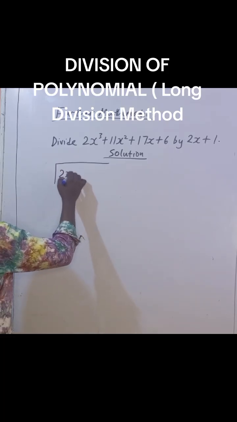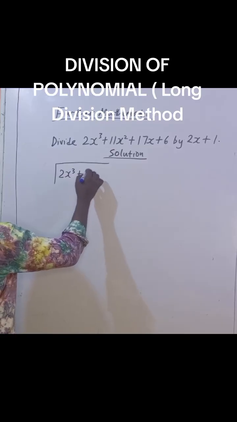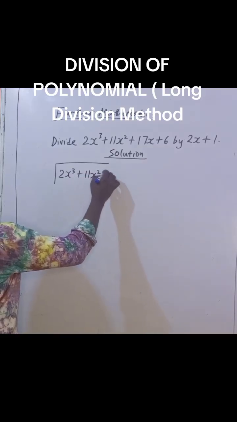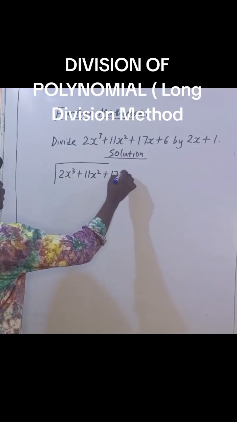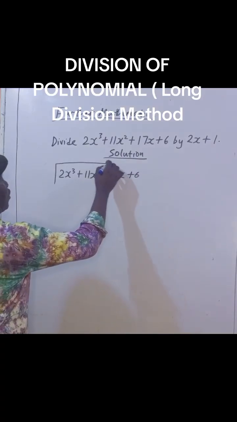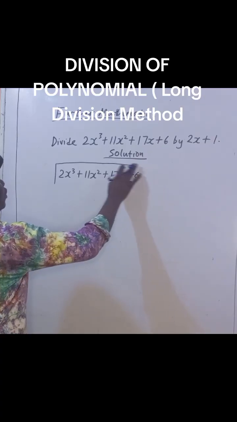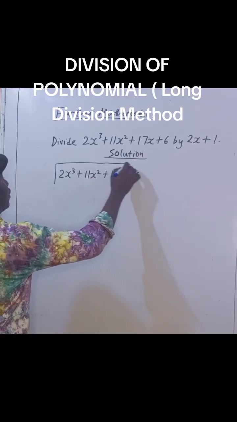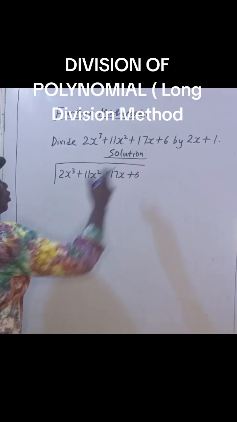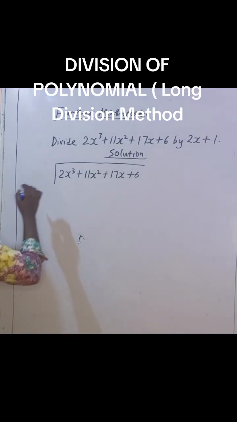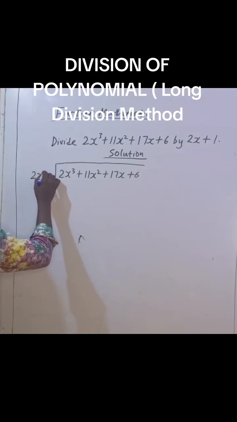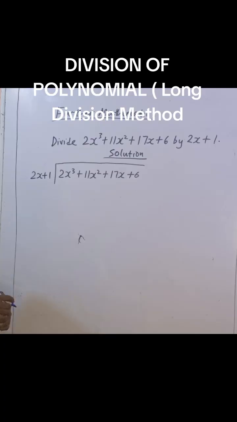Put this there, 2x cubed plus 11x squared plus 17x plus 6. This is what we call the dividend. And whatever I want to use to divide is what we call the divisor. This 2x plus 1. All right, you don't have to rush it. The logic here is this.